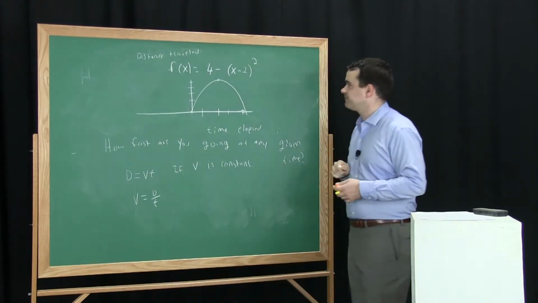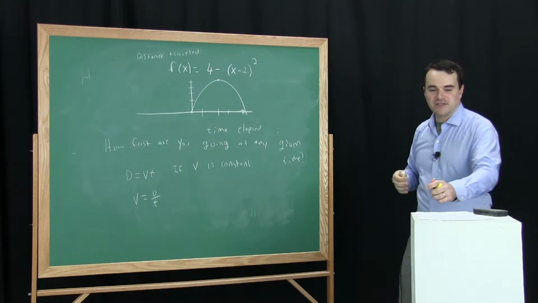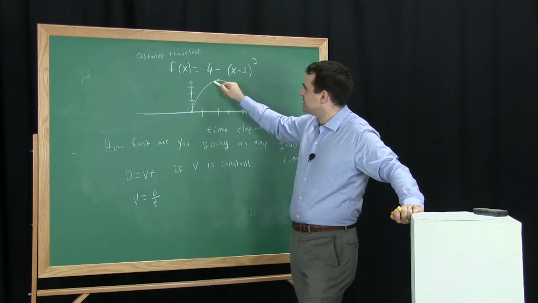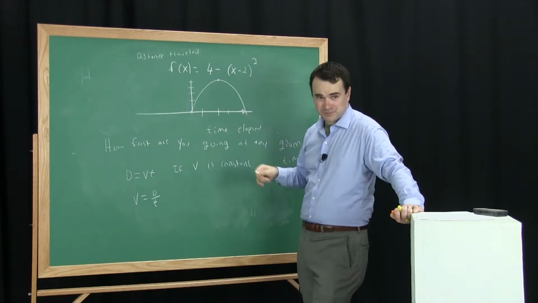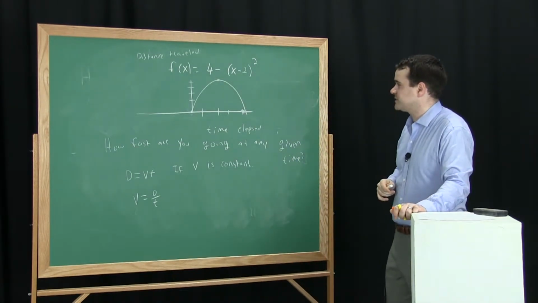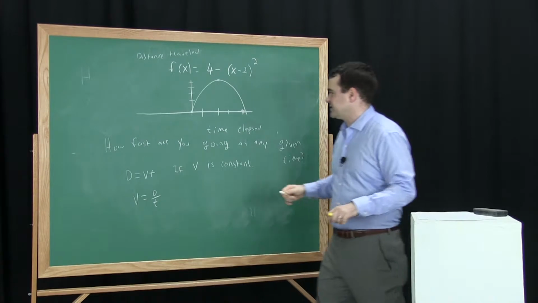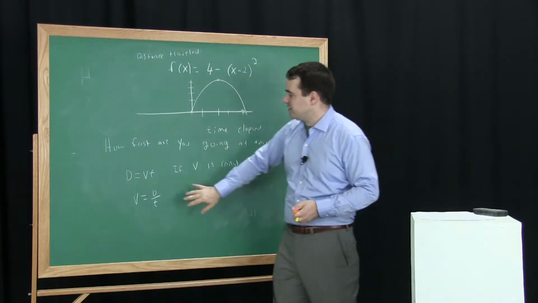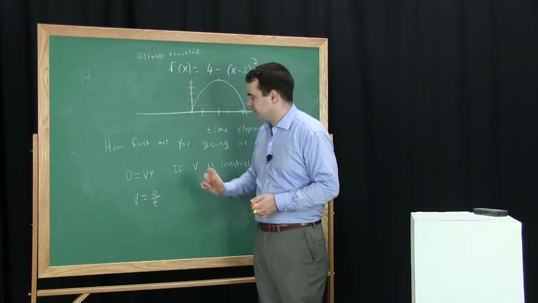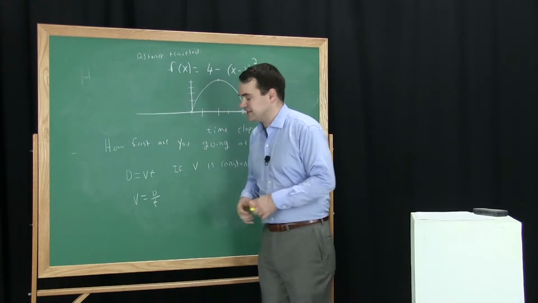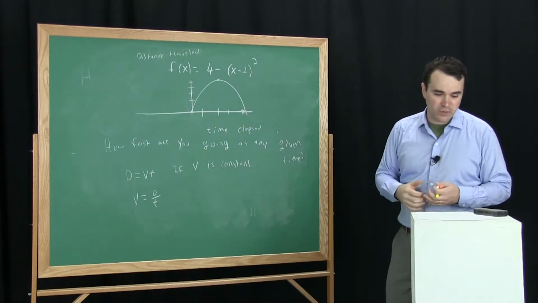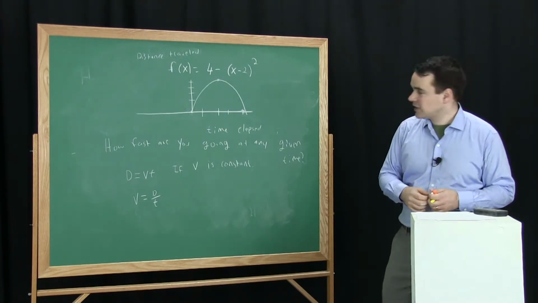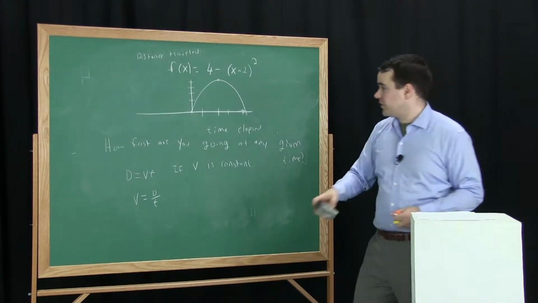So this is like an idealized version of your trip to the mall, where you're just driving straight there and immediately turning around and driving back with no stops. But I can still ask this question, so how fast am I going at any given time? And how can I use this physics formula that velocity is equal to distance over time in order to figure that out? And so let's sharpen up the question a little bit.